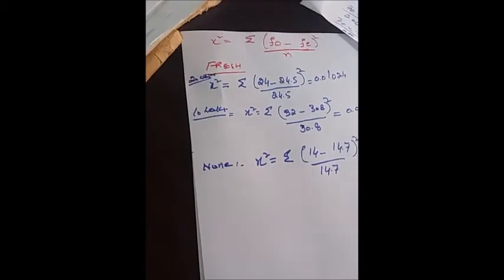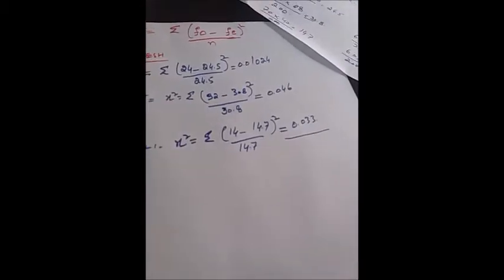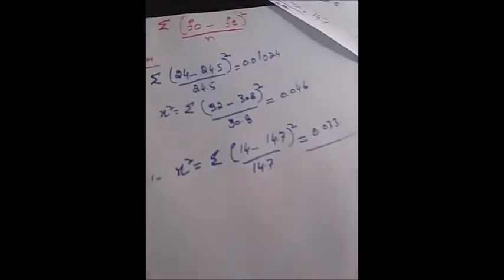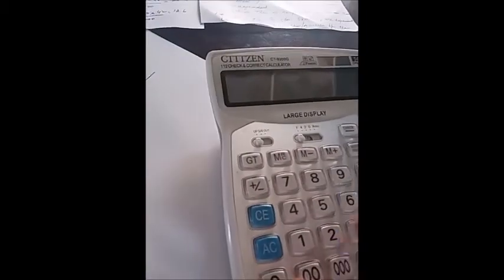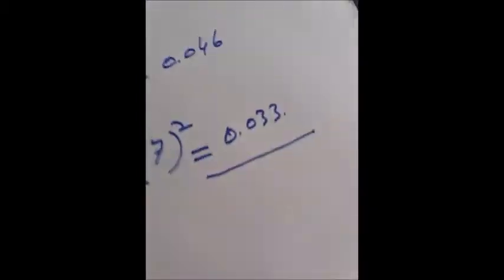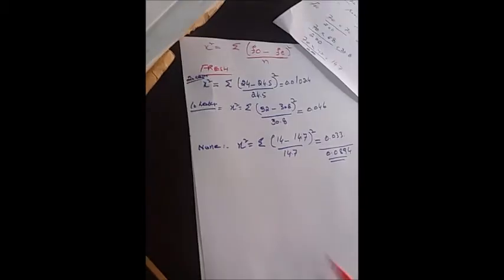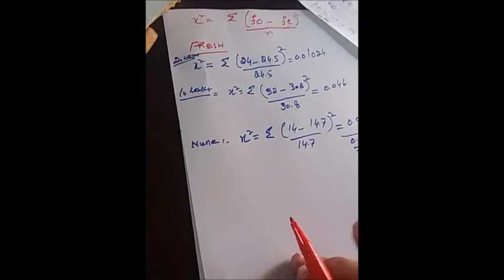So the sum total of the results will be 0.0104 plus 0.046 plus 0.033, which is 0.0894.